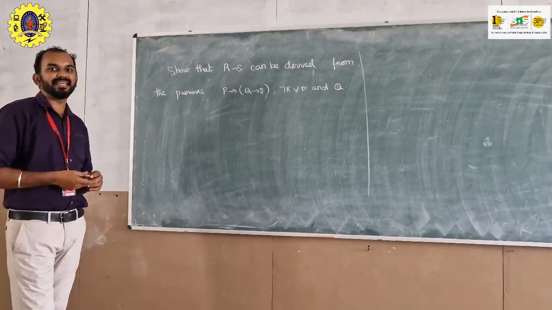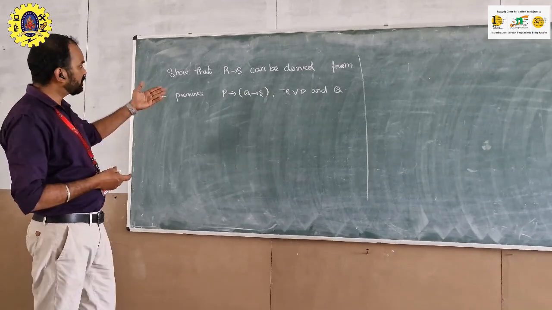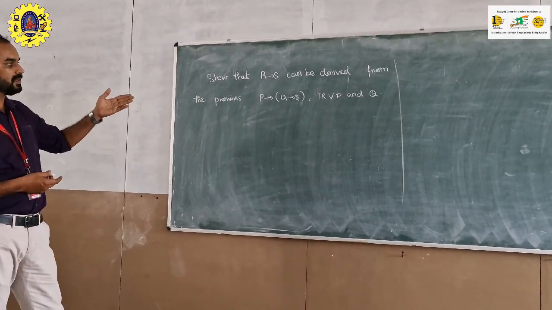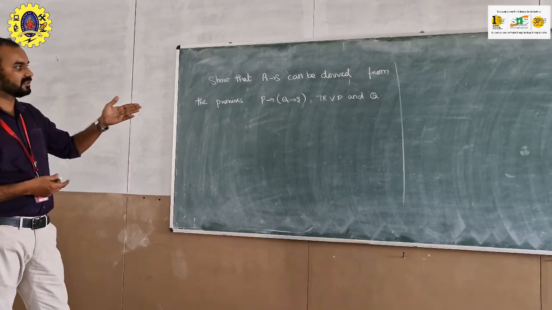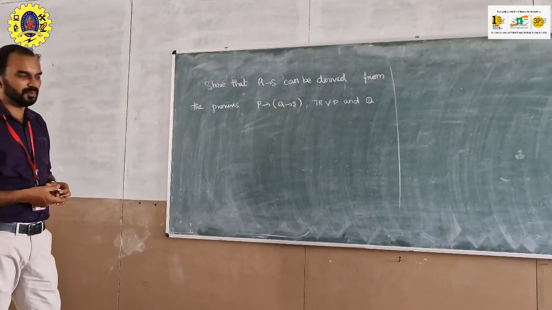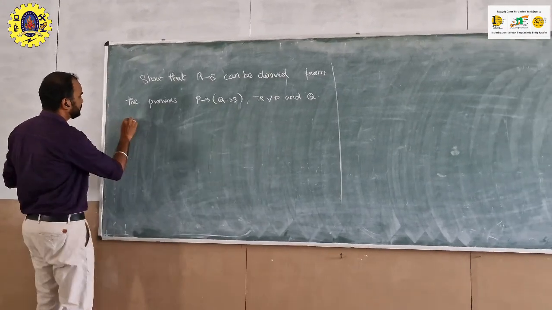Let's solve some theory of inference problems. Our problem is: show that R then S can be derived from the premises P then Q then S, second one is negation R P, and the third one is Q. Solution.